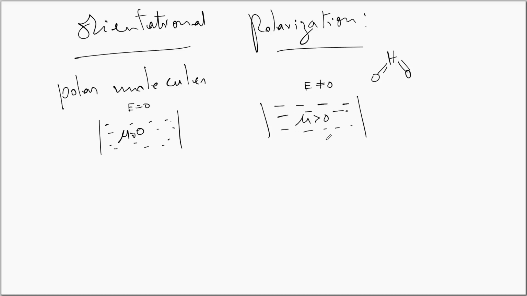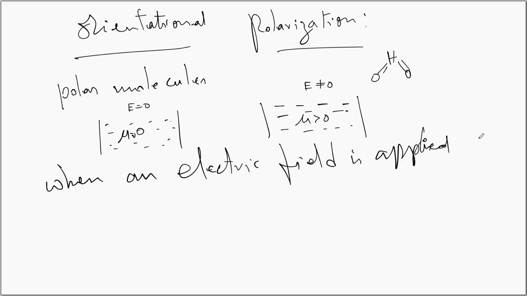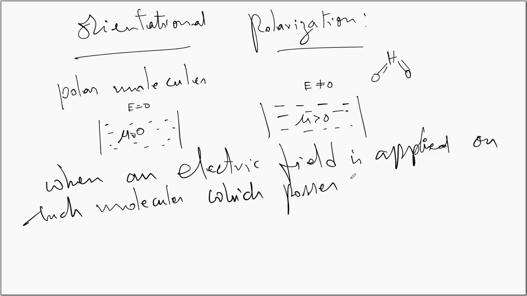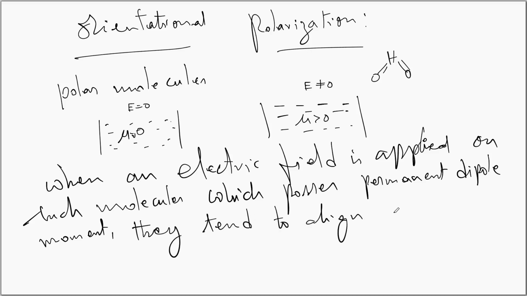When the molecules orient themselves in the field direction, it will result in the polarization of the dielectric material, which is called the orientational polarization. When an electric field is applied on such molecules which possess a permanent dipole moment, they tend to align themselves in the direction of the applied field.